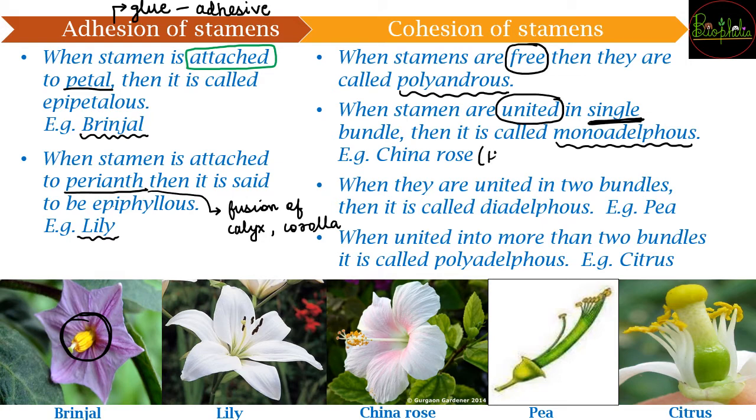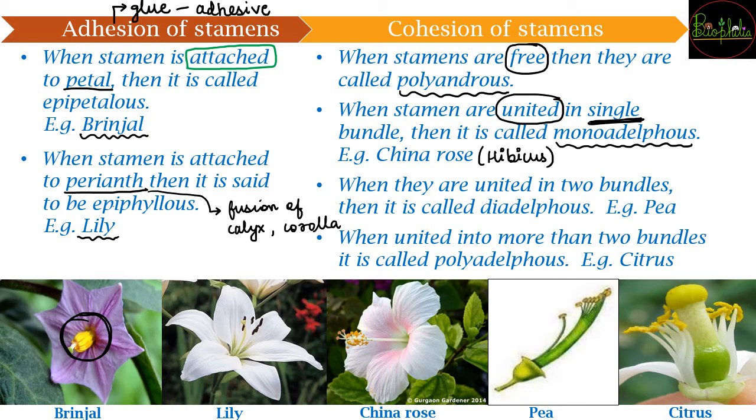China rose is also called hibiscus. If you look at this particular flower, you will notice that all the stamens, or all the filaments, stick to each other. These unite with each other, and only the yellow colored pollen grains can be seen at the ends of the flower. So in that type of flower, you can see the monoadelphous condition.